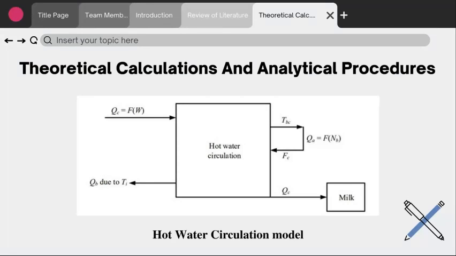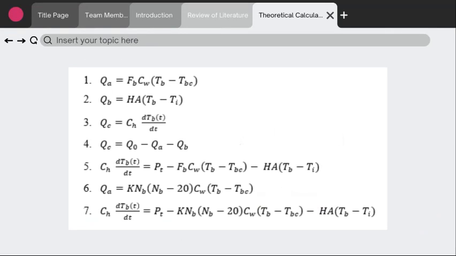For theoretical calculation and analytical procedure, this is the figure for the hot water circulation loop. These are the equations that were involved. Equation 1 is the heat loss QA as a result of heat exchange that took place in the heat exchanger, where CW is specific heat capacity of water, FB is mass flow of hot water, TB is temperature of hot water in the loop, and TBC is temperature of hot water returning from the heat exchanger. Equation 2 shows the heat gain QB by the environment, or heat loss by the system to the environment, where Ti is room temperature, H is heat exchange constant which is measured in W/m² per K, and A is area of hot water loop.